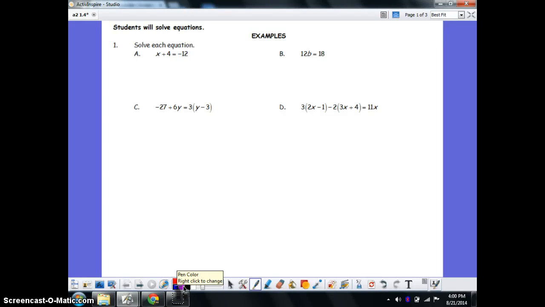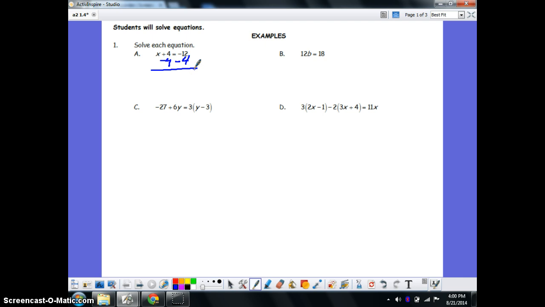Okay, today we'll start our review of solving multi-step equations. And we're going to start with two pretty simple one-step equations where we have something being added to the variable and something multiplied to the variable. In 1a, to undo that addition, we will need to subtract 4 from both sides.